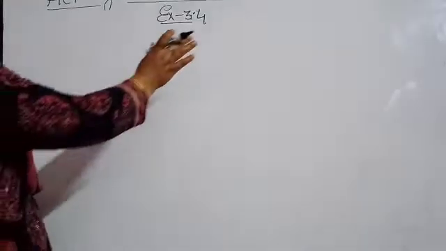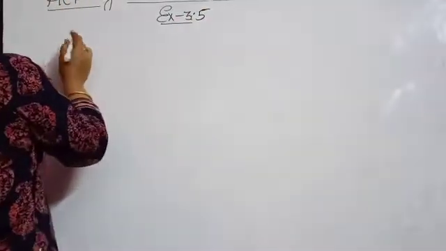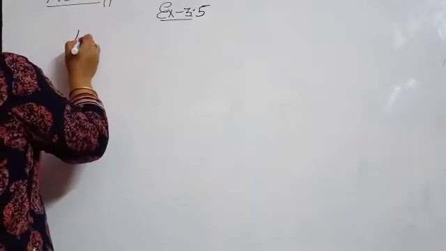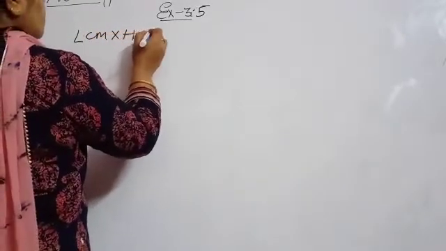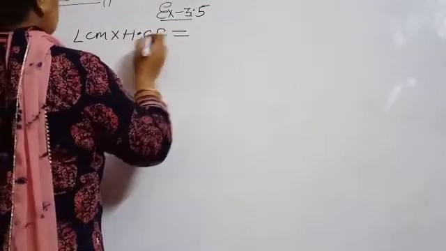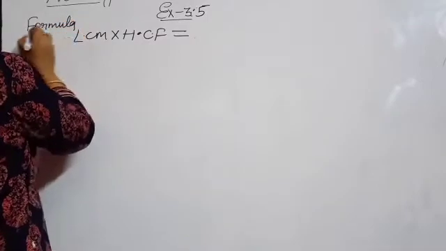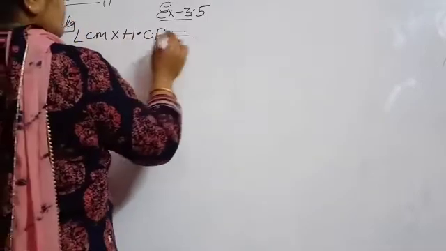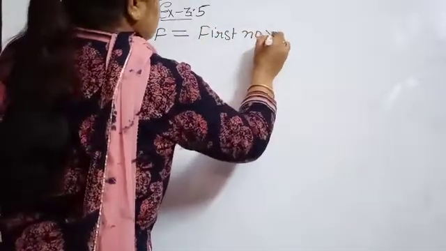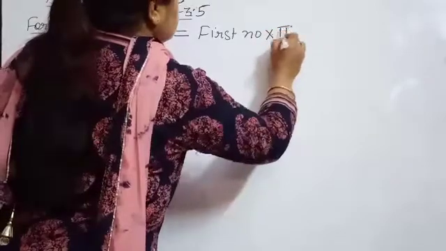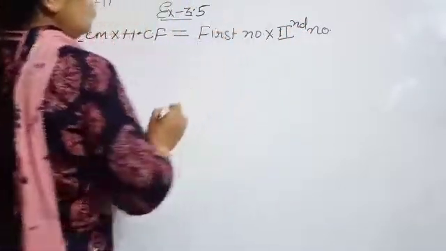Beta, then for the next exercise 3.5, what is the rule? We have one rule. Till now we have learned LCM and HCF. HCF into LCM is equal to, always, this is the formula, a very important formula for you. LCM into HCF is equal to first number into second number. And dot means number, in short I am writing.